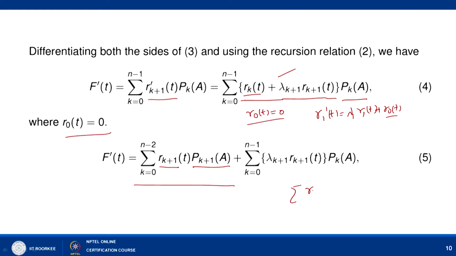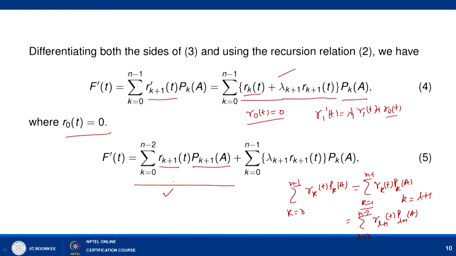So here what we have done is this: r k t and p k a, with k equal to 0 to n minus 1. If you put this, then this is nothing but k equal to 1 to n minus 1 r k t p k a, because corresponding to k equal to 0, your r 0 t is 0. Now you simply replace k with L plus 1. So it means that L will start from 0 to n minus 2, and this is r L plus 1 t p L plus 1 a. That is what we have written here: k equal to 0 to n minus 2 r k plus 1 t into p k plus 1 a, and the second term is as it is, that is k equal to 0 to n minus 1 lambda k plus 1 r k plus 1 t p k a.